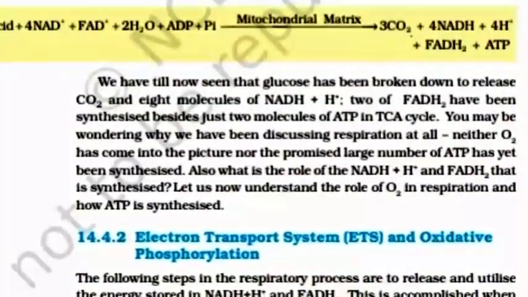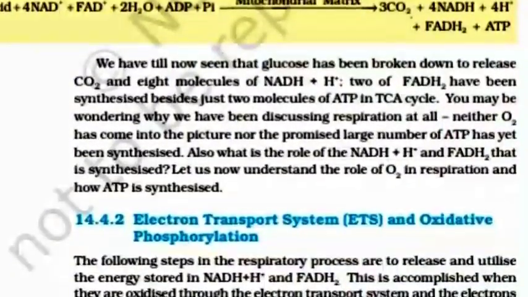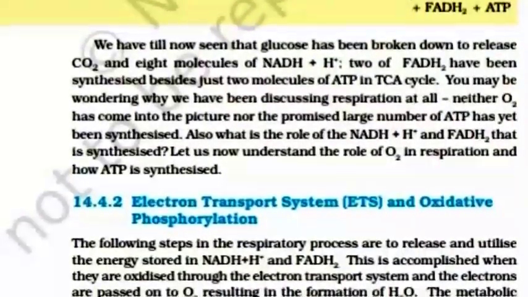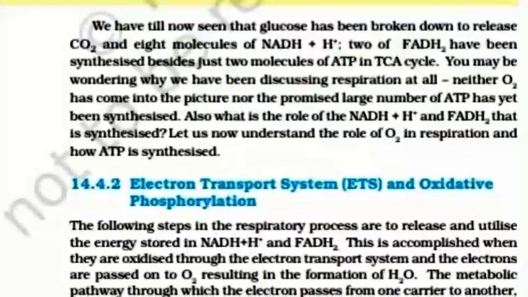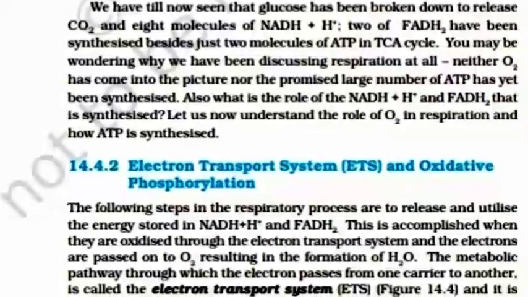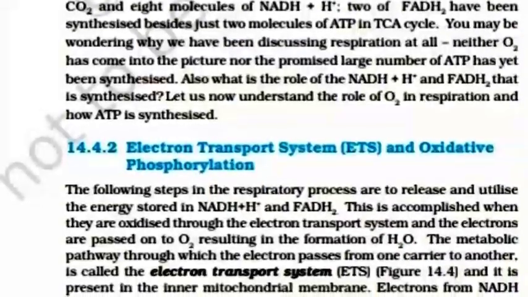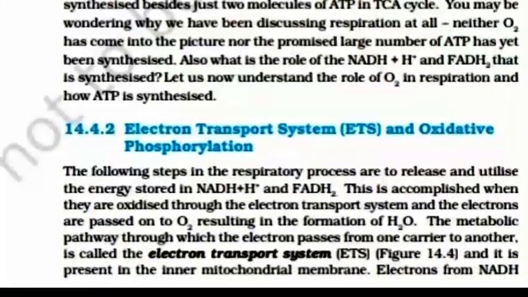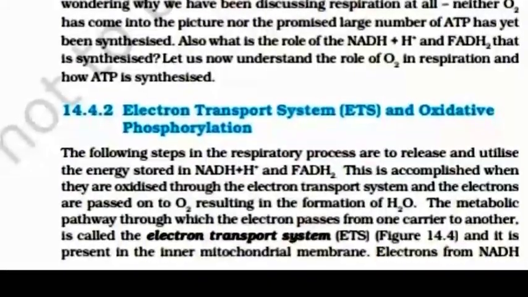Let us now understand the role of oxygen in respiration and how ATP is synthesized. Electron transport system, ETS, the oxidative phosphorylation. The following steps in the respiratory process are to release and utilize the energy stored in NADH plus H+ and FADH2. This is accomplished when they are oxidized through the electron transport system and electrons are passed on to O2, resulting in the formation of water. The metabolic pathway through which the electron passes from one carrier to another is called the electron transport system, and it is present in the inner mitochondrial membrane.